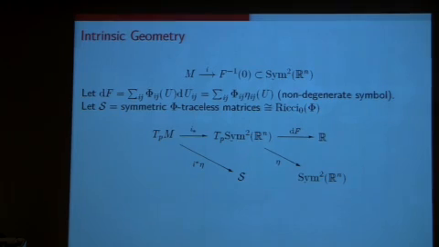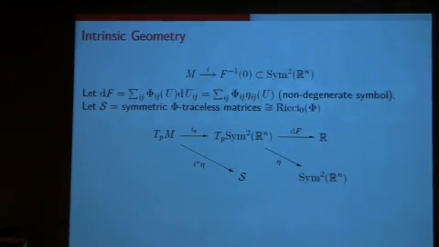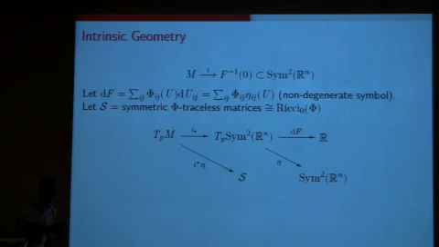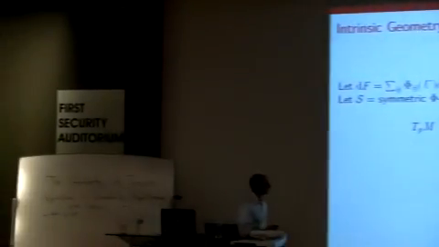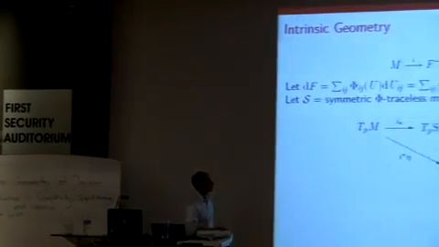Yes. You're not actually calculating the Ricci tensor of it. No. I'm just saying it's the vector space which could be, right? Its definition is exactly this: symmetric phi-traceless matrices sitting inside this vector space.